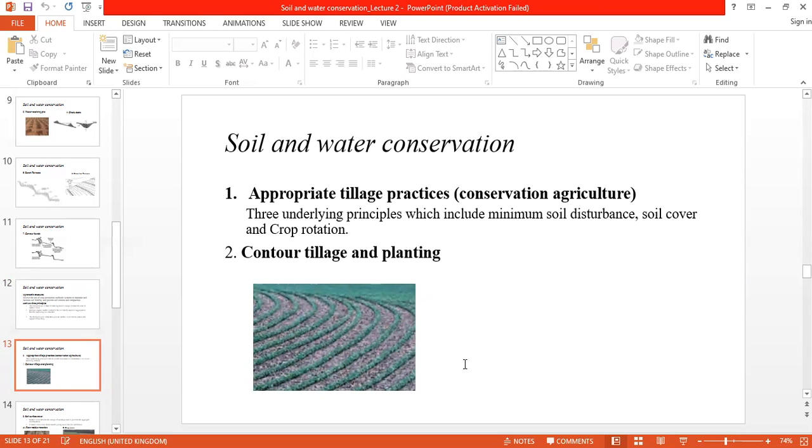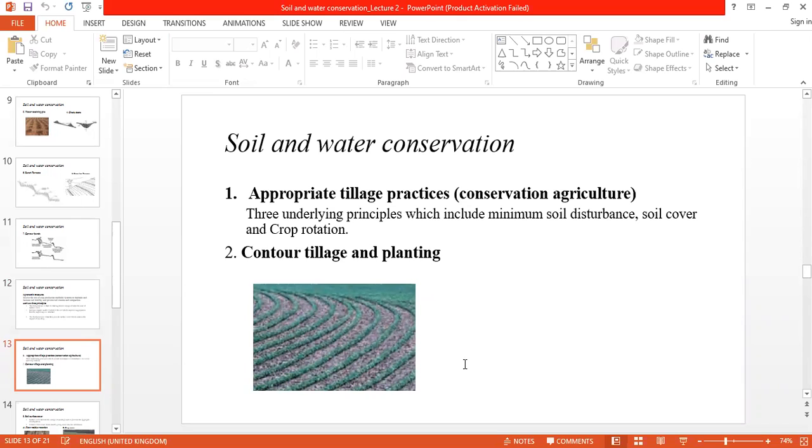Yeah, so basically it works on three principles: minimum soil disturbance. So you just disturb the soil where you're going to plant. If you have a field, you dig holes just where you're going to do your planting.